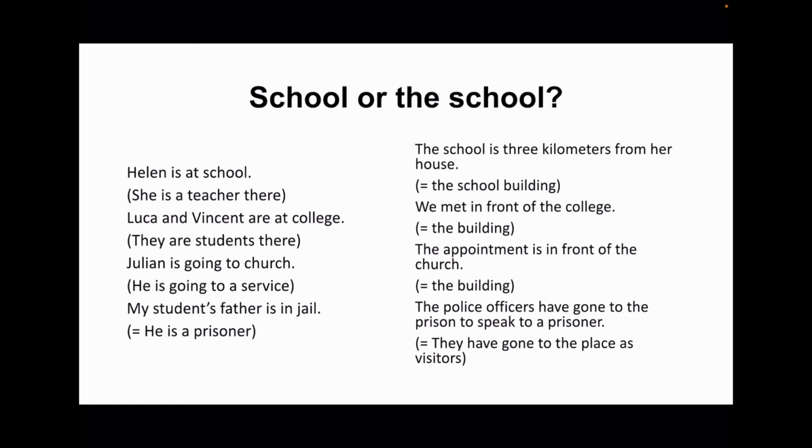Let's have a look at when we do use the article. The school is 3 kilometers from her house. The school as a building. We met in front of the college. The building. The appointment is in front of the church. Once again, we are speaking about the building. The police officers have gone to the prison to speak to a prisoner. They have gone to the place as visitors.